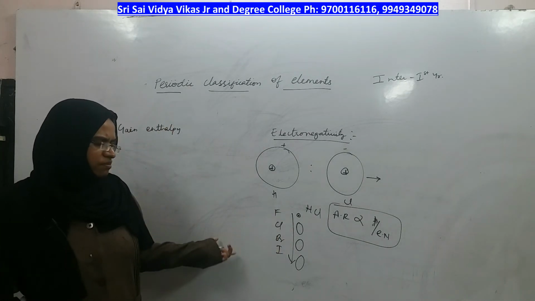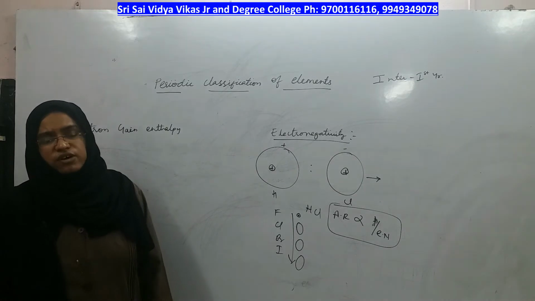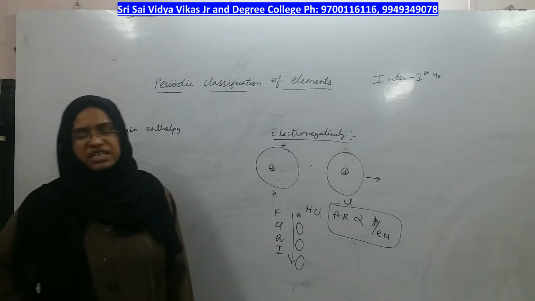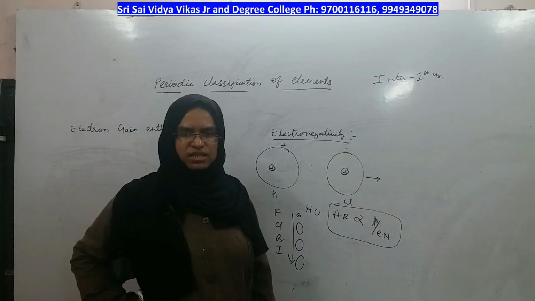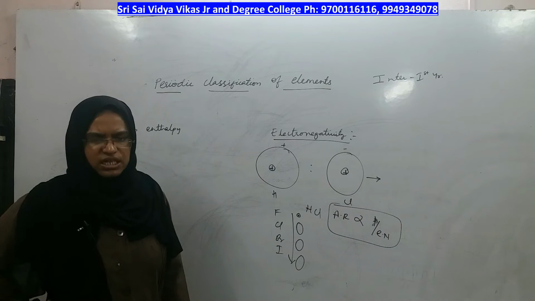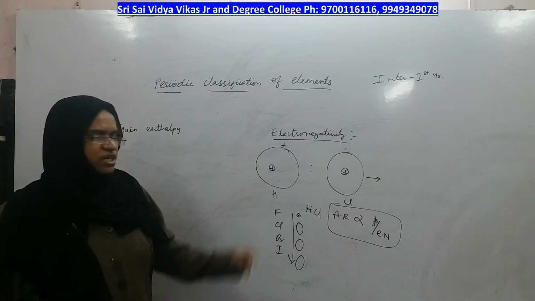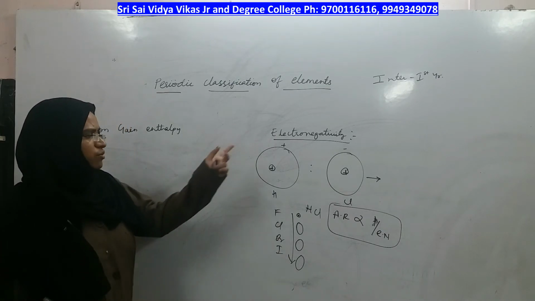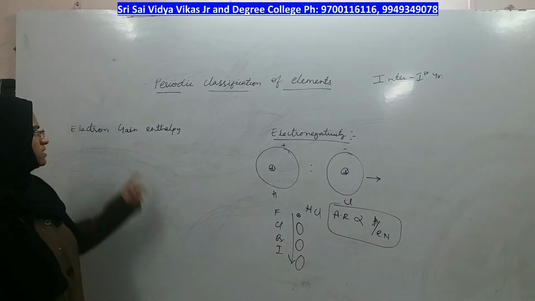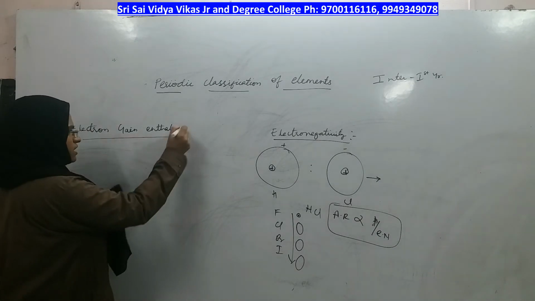In the same way, in a period from left to right, atomic radius reduces. Therefore electronegativity increases because the relation is opposite. In a period from left to right, if atomic radius decreases, electronegativity increases. That property is called electronegativity, and based on that we will see electron gain enthalpy.